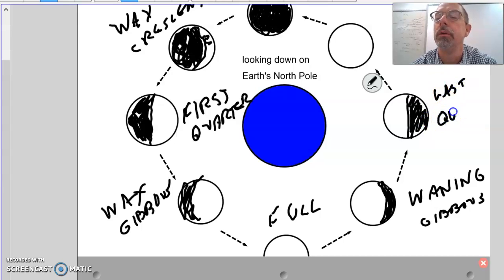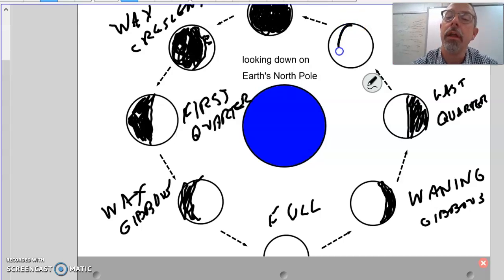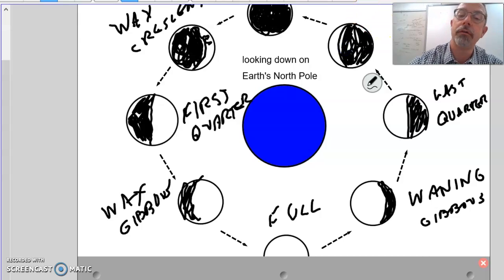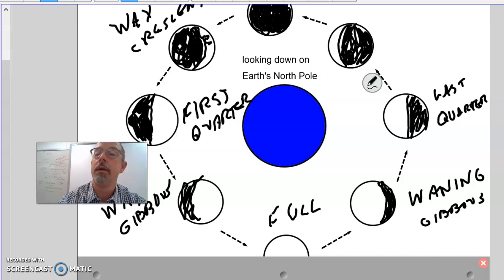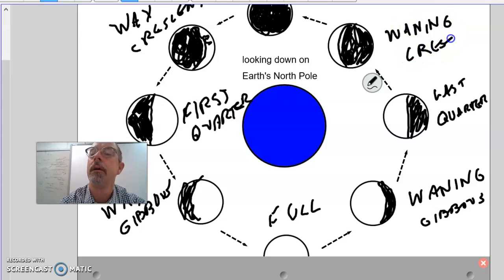Either is acceptable. Kind of like if you've got a football game, you've got 4 quarters. We're now entering the 4th quarter. And then finally, we're going to have the left-hand side illuminated. Notice we're losing light, and we're only going to have light from the left-hand side. This is going to be, I'm going to move myself over here, get myself out of the way. This is going to be a waning crescent. Then I'm back to where I started from, which is going to be a new moon.